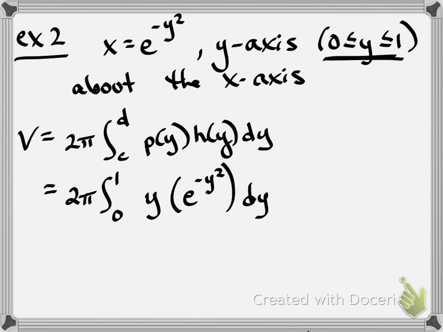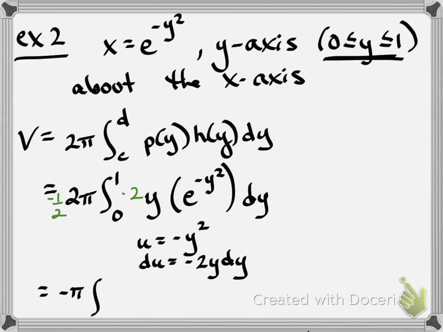And when we integrate that, we're going to use a u substitution. If u is our exponent, then du is negative 2y dy. We have y dy already. We'll do a negative 2 and a negative 1/2. So we get negative pi on the outside. Oh, and we need to change our limits of integration. If y is 0, then u is 0. If y is 1, then u is negative 1. So from 0 to negative 1 of e to the u du.